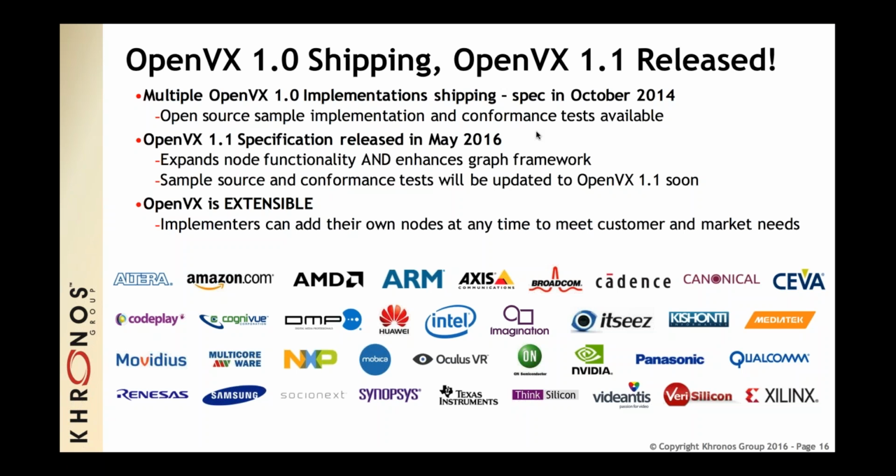Version 1.0 of OpenVX was finished almost 2 years ago, and it came with an open source sample implementation and conformance tests. Version 1.1 was released last month, and it has enhancements to the node functionality and the graph framework. The specification spells out which functionality has to be included, but the vendors may extend the API by vendor extensions to meet specific customer and market needs. And popular extensions become candidates to be included in the core spec at a later version.